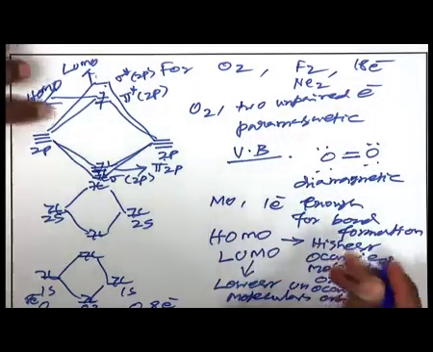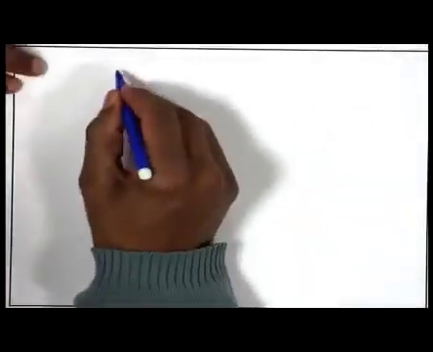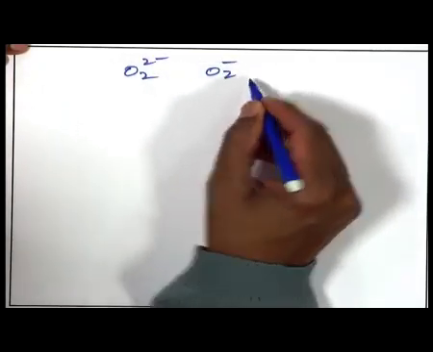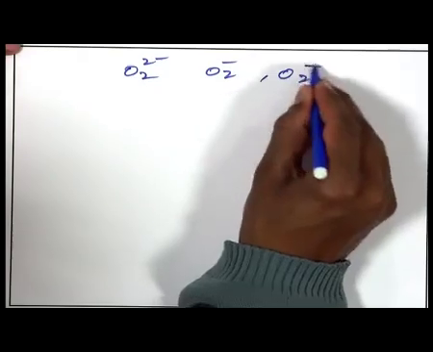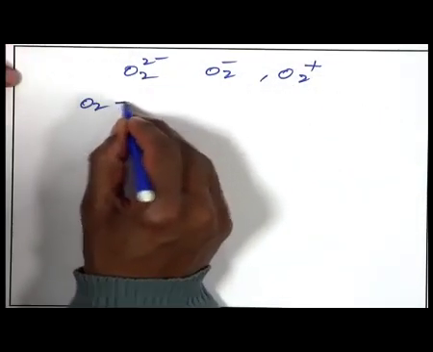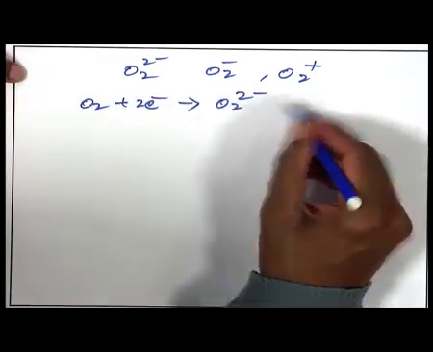Now, this is the energy level diagram. You know that there are species O2 2 minus, O2 minus and O2 plus. Here 2 electrons are added, because if you take O2 and give 2 electrons, then you will have O2 2 minus, which is a peroxide ion.